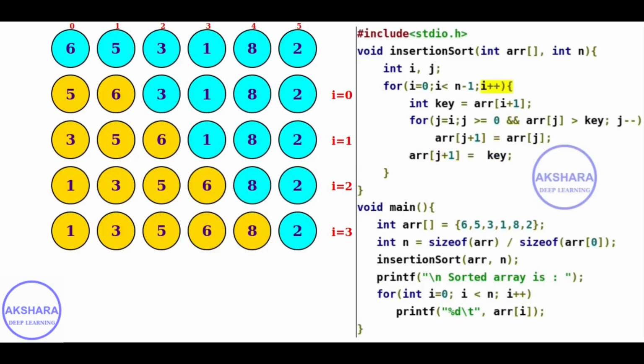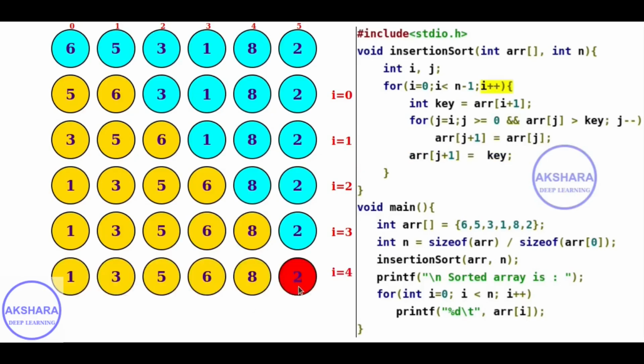Again i will be incremented. Now the fifth pass will start. The element at i plus 1 index will be removed from the input. j will be initialized with the i value. Here j is greater than or equal to 0, and array of j, which is 8, is greater than this key 2, so array of j will be shifted one position to the right. j will be decremented. Now j will be 3. Again array of j, 6, is greater than key 2, so array of j will be moved one position right.